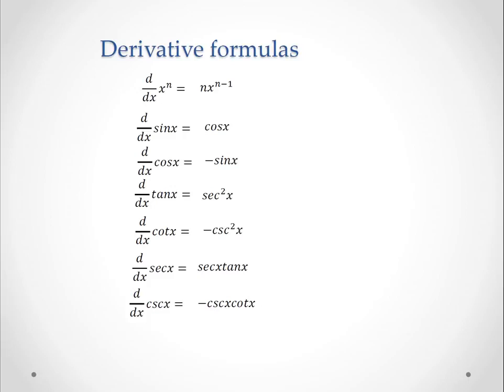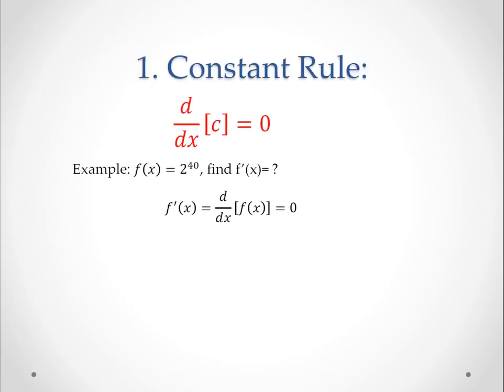So now we are going to introduce the first rule, the constant rule. The constant rule means we take the derivative of a constant. The derivative of a constant is 0, which means the constant is a flat line in a graph, and the horizontal line means there's no change in time. So the changing rate of a constant is 0. Let's look at an example.